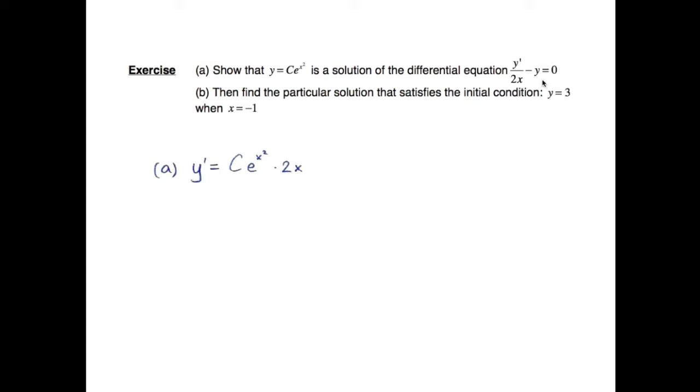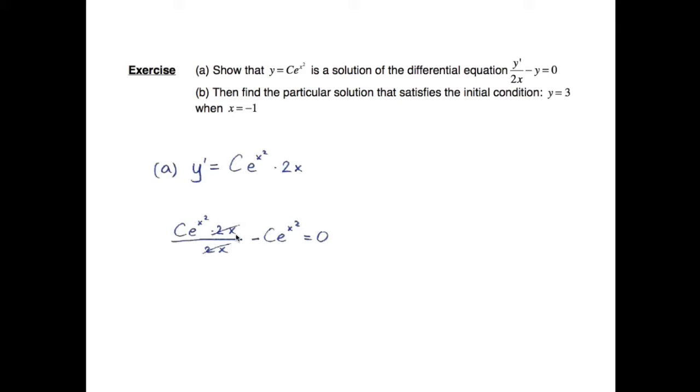So my differential equation contains y, it contains y prime. There is no y double prime here, so I'm not even going to look for y double prime. So y prime equals c times e to the x squared times the inside derivative, 2x. I plug everything in, so y prime over 2x minus y.